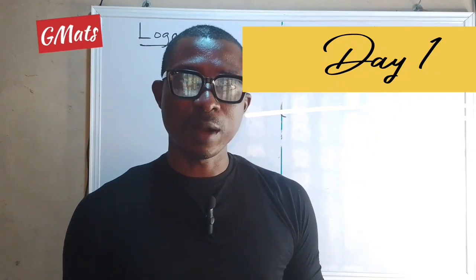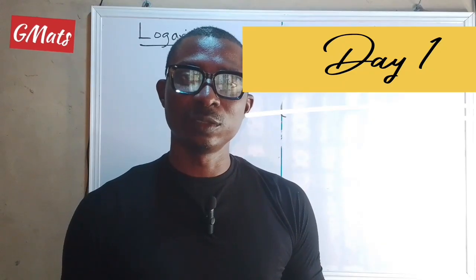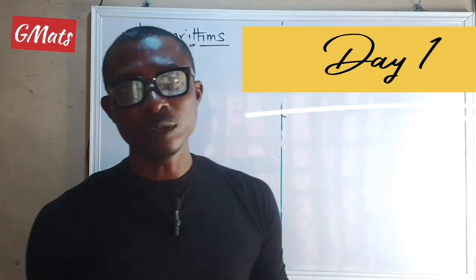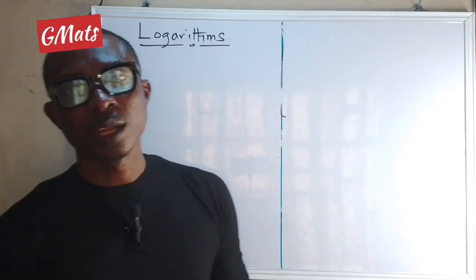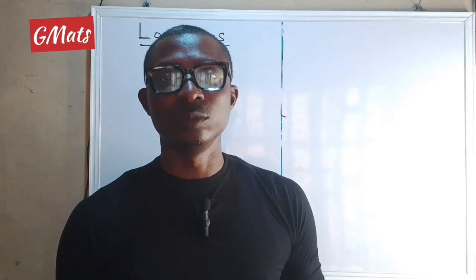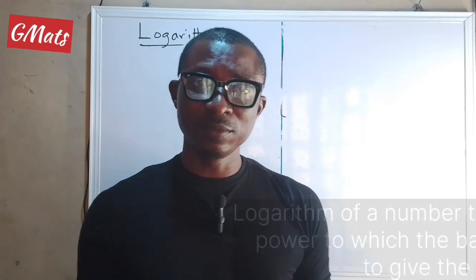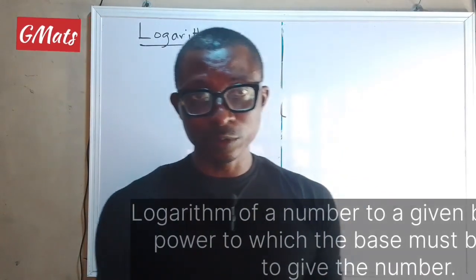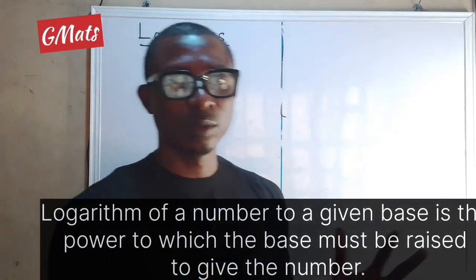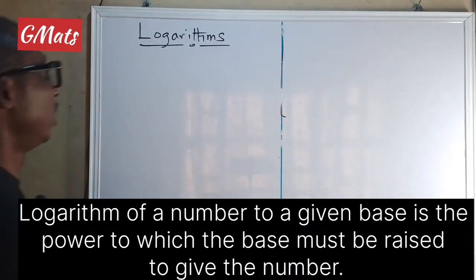Alright, now let's start with our definition of logarithm. Now what do we call logarithm? Logarithm of a number to a given base is the power to which the base must be raised to give the number. Wow, now that is the definition. It looks confusing. Now let's look at an example.